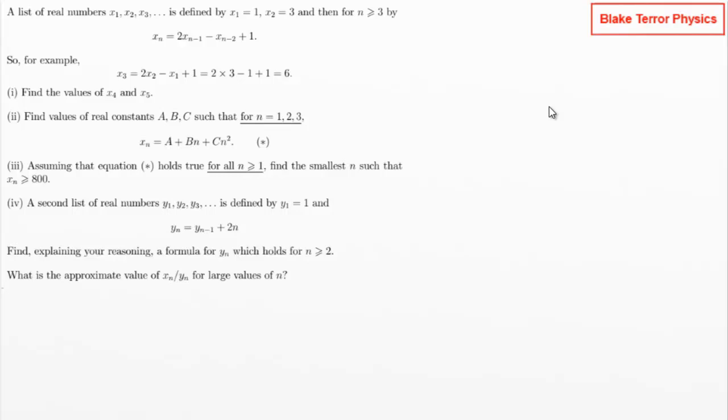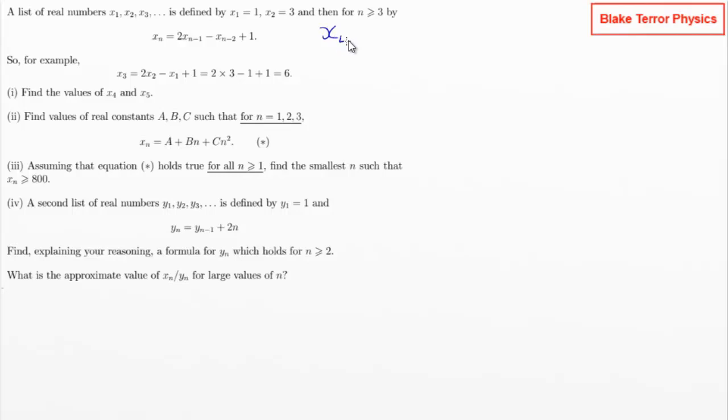Hello, this is question 2 from the 2009 maths. We have a list of real numbers x1, x2, x3, etc. defined by x1 is 1, x2 is 3. Then for n greater than or equal to 3, we got this sequence here, where x3 will be related to x2 and x1 and so on. So x3 is 2x2 minus x1 plus 1, right? It's just shoving it in there, equals 6. Find the values for x4 and x5.